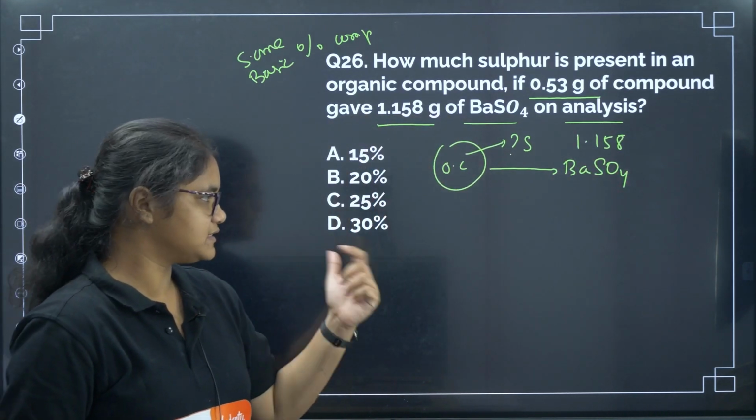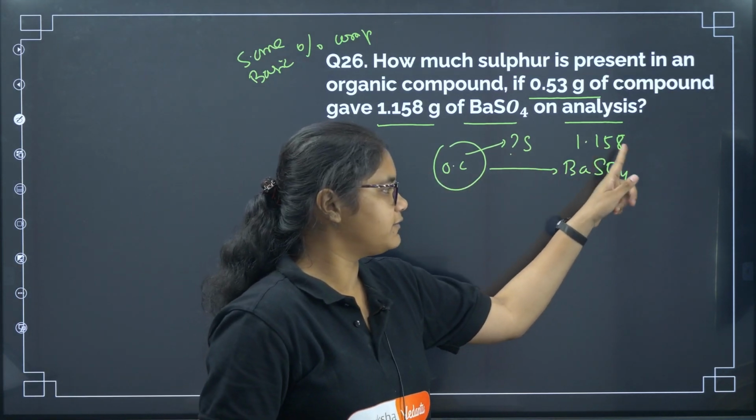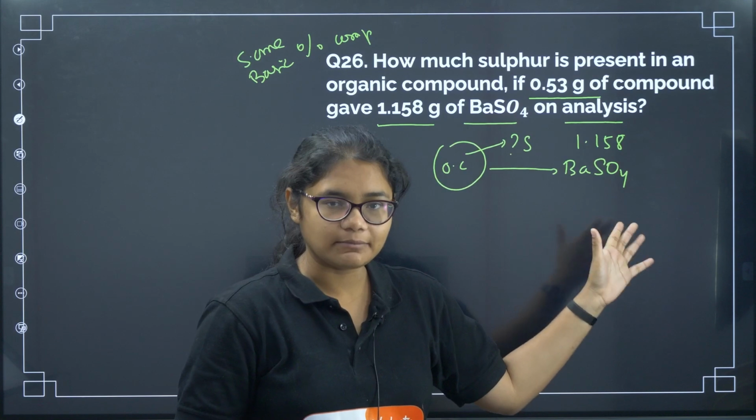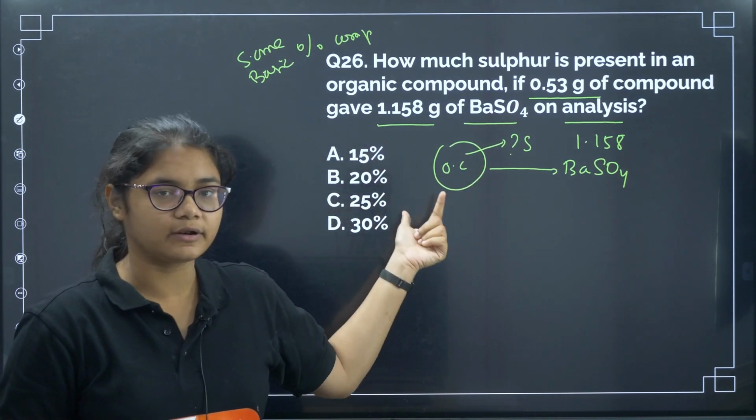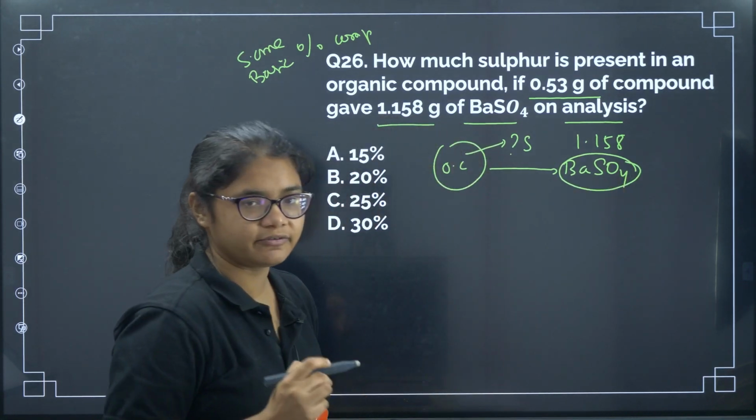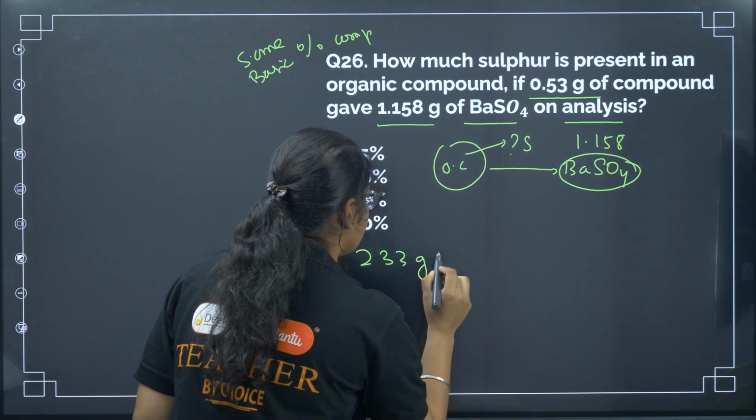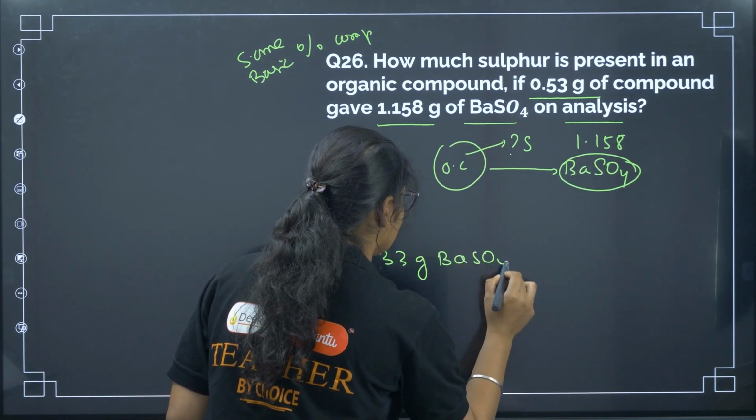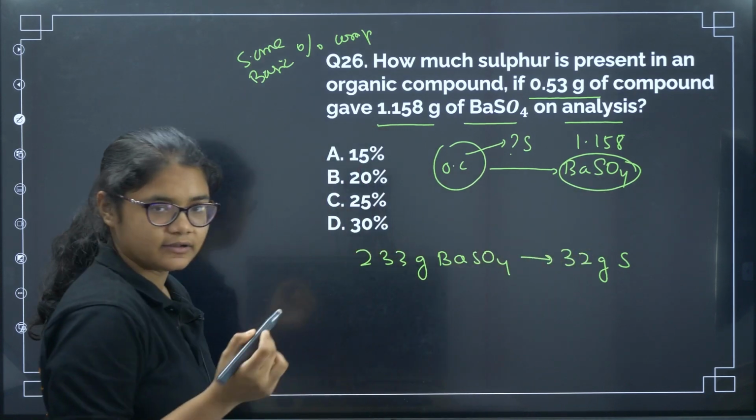Once again I am saying, how much ever sulfate is present in 1.158 gram of barium sulfate, the same amount of sulfur must be present in this unknown organic compound. So we can just take the molar mass of barium sulfate, that is 233 gram. So 233 gram of barium sulfate contains 32 gram of sulfur, right? Only 1 mole is there, 32 gram.